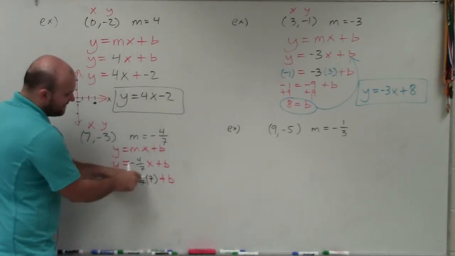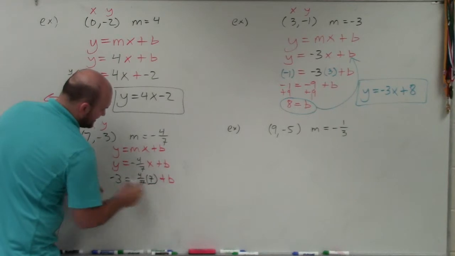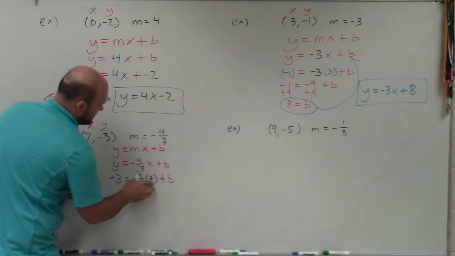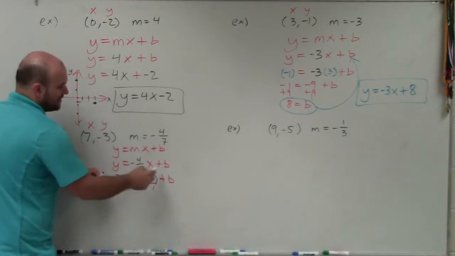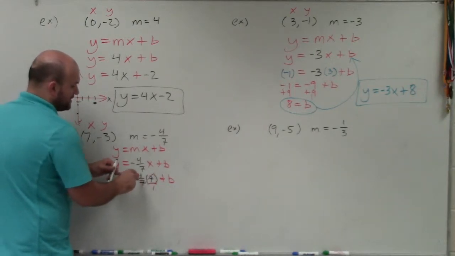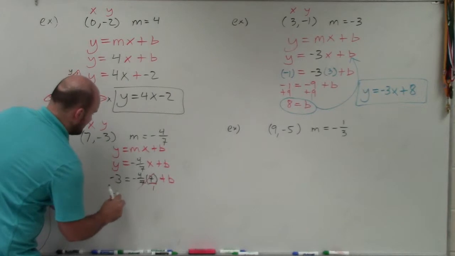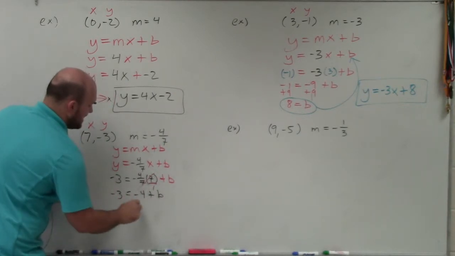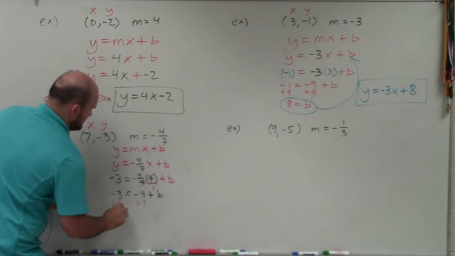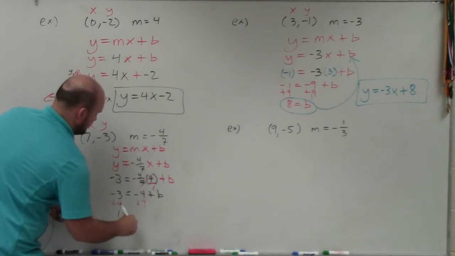OK, well, 7 times -4/7, you can rewrite that as a fraction, so I'll do that over 1. Then the 7 in the numerator and 7 in the denominator divide to 1. So I'm left with a negative 4 over 1. So I have negative 3 equals negative 4 plus b. Then I simply just add 4 to both sides. And therefore, I get 1 equals b.